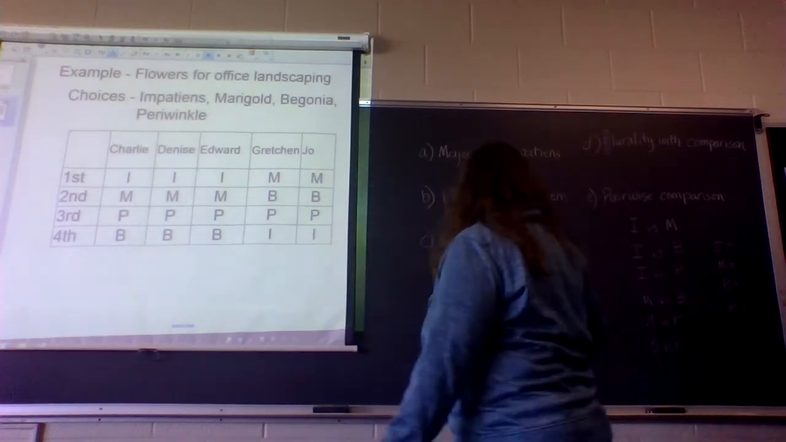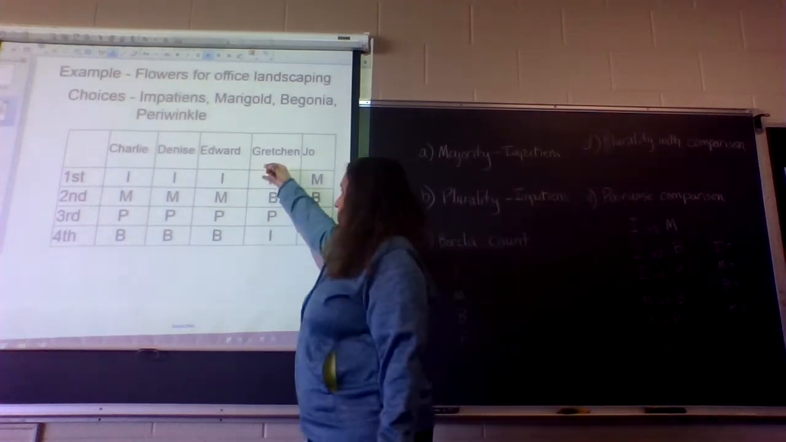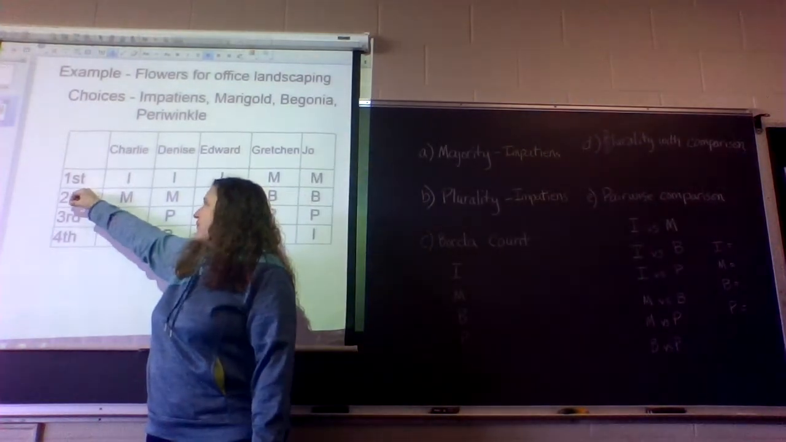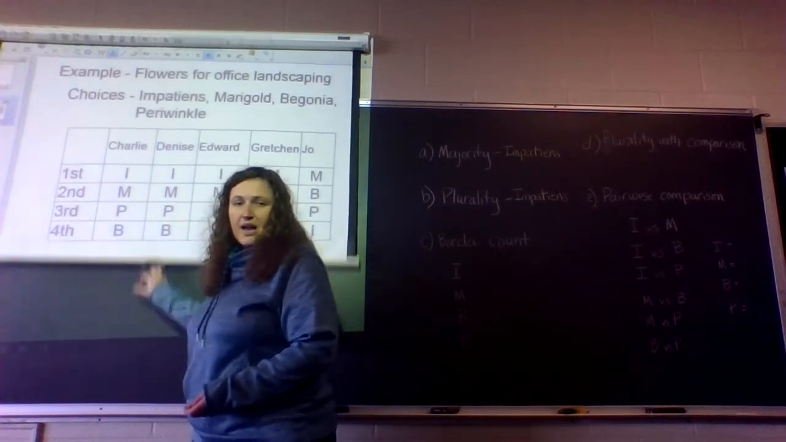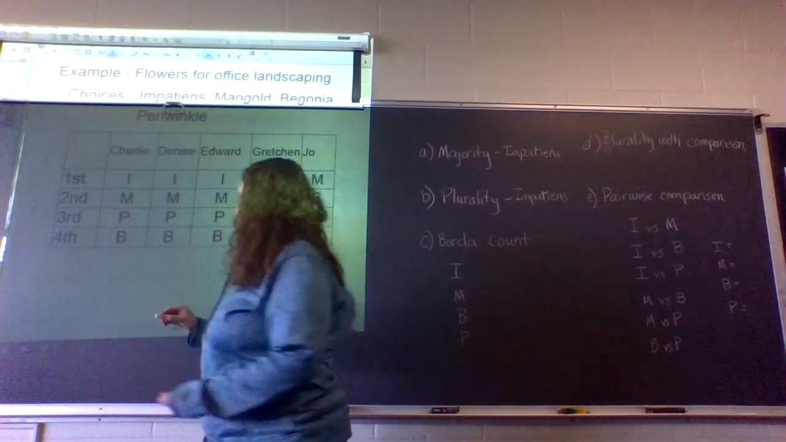All right, now Borda count. This is where it gets a little bit harder. So because there's 4 options here, 4 different flowers, whenever a person votes first place, that's going to receive 4 points. So I'm going to see what happens when I pull this up here. Okay, it's not super clear, but I think we'll understand.